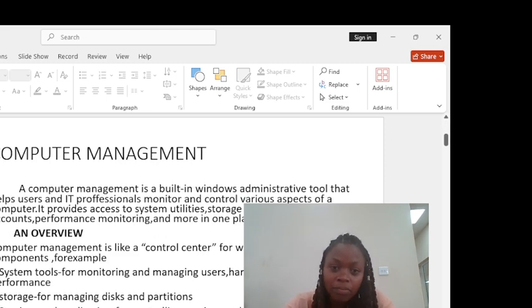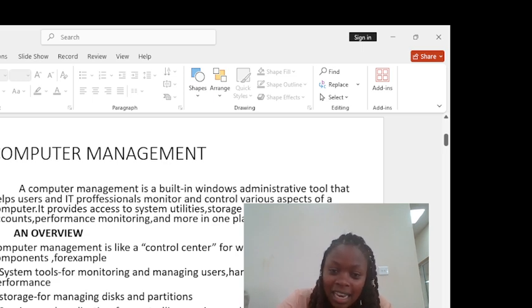On introduction, we have computer management as the topic that we are going to talk about. Computer management is a built-in Windows administrative tool that helps users and IT professionals monitor and control various aspects of a computer. It provides access to system utilities, storage management, user accounts, performance monitoring, and more in one place. This is an overview about computer management.